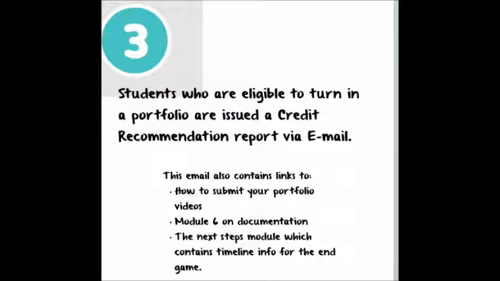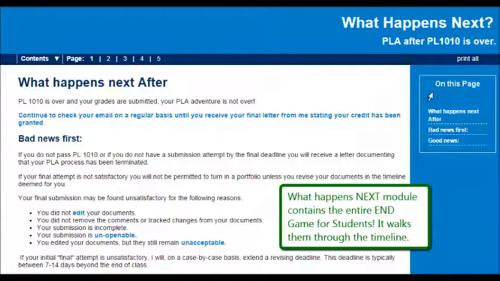Students who are eligible to turn in a portfolio are issued a credit recommendation report via email, and this email also contains links to Module 6 on documentation, a next steps module, and it gives them info on their endgame. Students first encounter this what happens next module during their week 6 and week 7 of PLA, just so that they kind of start thinking about the endgame and documentation.